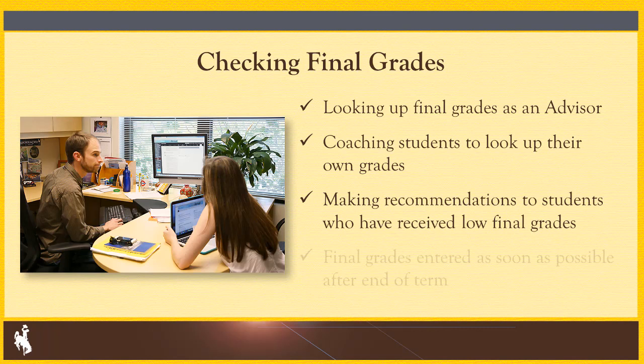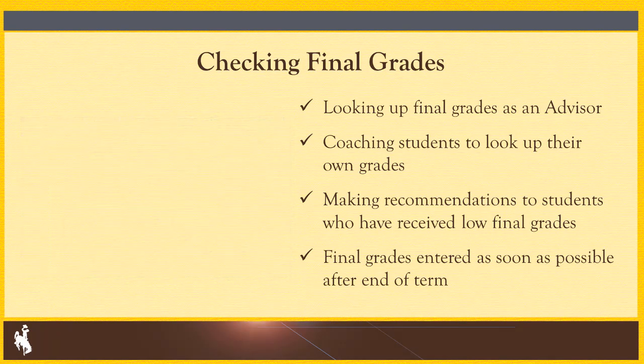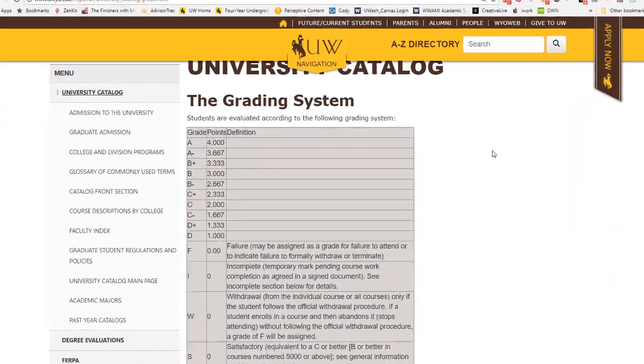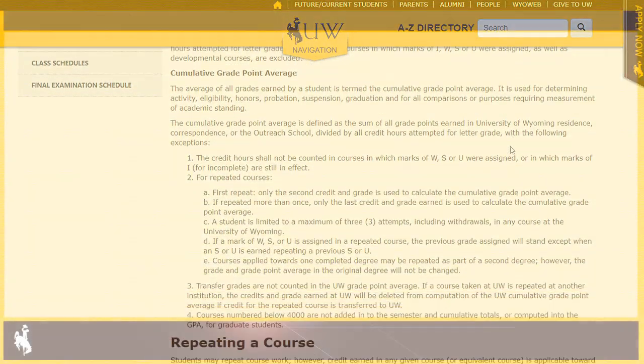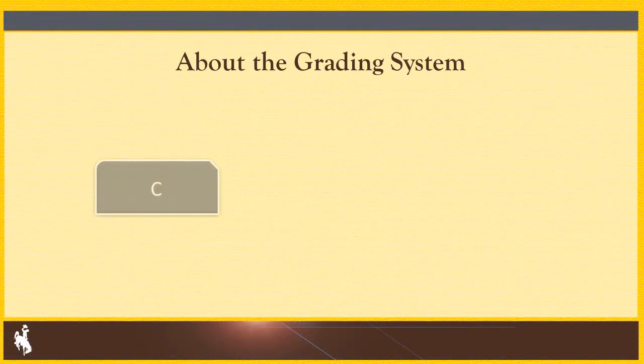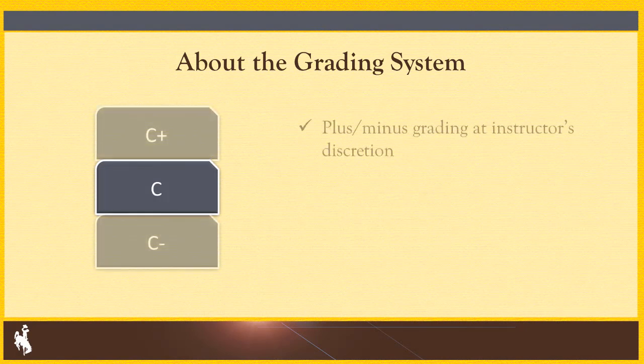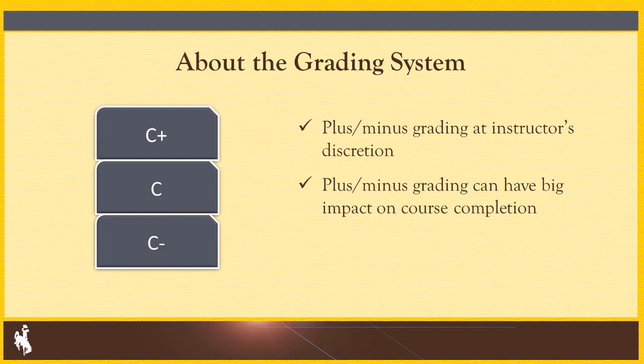Instructors enter final grades as soon as possible after the end of the term, usually within 5 working days. You can find a complete description of UW's grading system in the university catalog. UW allows instructors to choose whether or not to use plus-minus grading. Plus-minus grading can have a big impact on whether or not students successfully complete a course. For example, a student who is required to earn a C or better in a class to meet a major requirement will have to retake that class if they earn a C-.